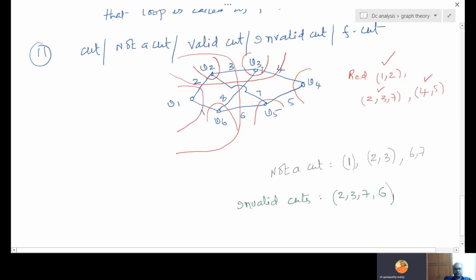So a subgraph should contain at least one vertex. So here it is containing one vertex. If I remove 2, 7, 8, 4, the subgraph contains two vertices, V2 and V3. So that is the basic idea. So invalid is unnecessarily you are removing one extra. That's why it will become invalid. Not a cut means that the subgraph is not having any vertex. Therefore, it is not a cut.